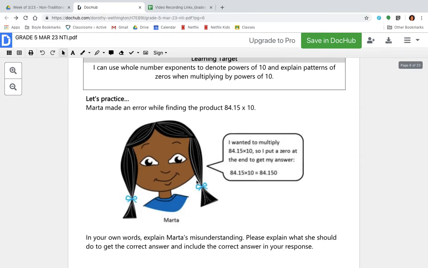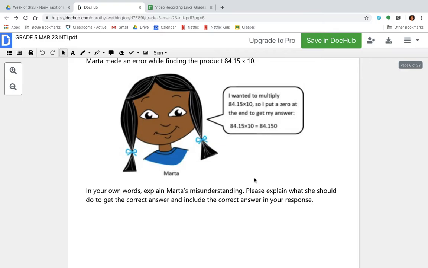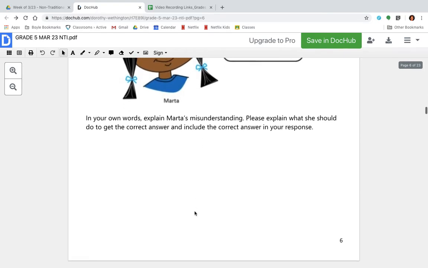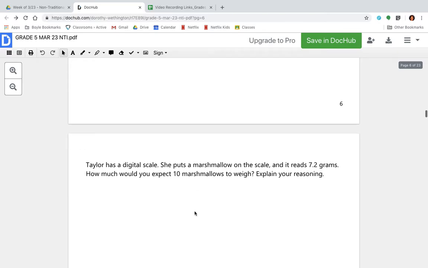I wanted to multiply 84.15 times 10, so I put a 0 at the end to get my answer. 84.15 times 10 equals 84 and 15 thousandths. In your own words, explain Marta's misunderstanding. Please explain what she should do to get the correct answer and include the correct answer in your response.